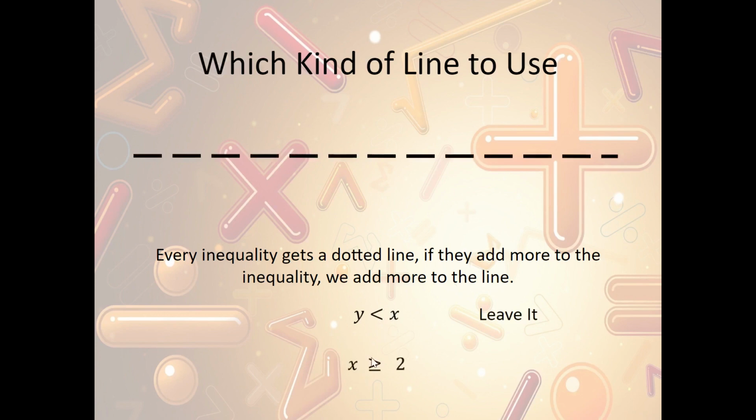Now, here's an example of x is greater than or equal to 2. Now, they did add something extra. They added the bar here. So we'll add to it as well, and we'll make this a solid line or a closed line.